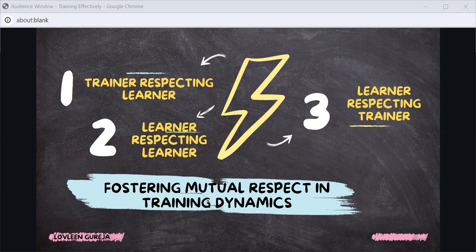So highlight the unique strengths, the perspectives that each learner brings in. We shouldn't highlight only the weaknesses, right? It is more important to highlight the strength. Reinforce the idea that diversity enhances the overall learning experience because it brings a lot of learning from each other.